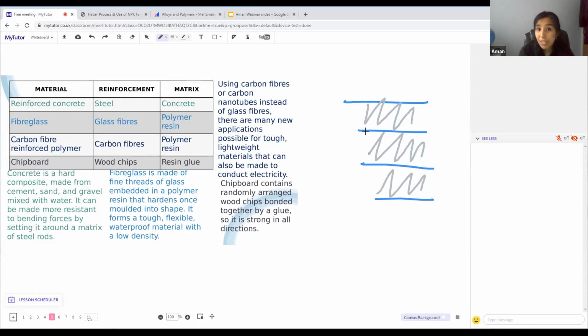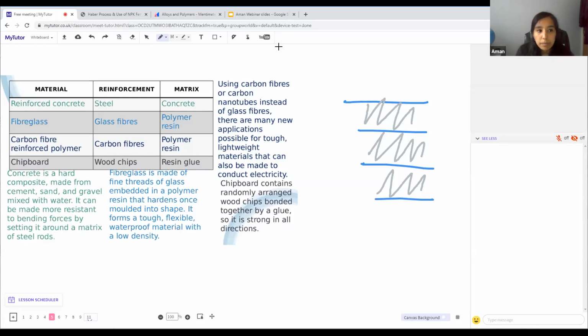So things like bridges have to be really strong. You don't want them to bend. You want them to be able to withstand high pressures and lots of weight as well. So adding the steel is like the reinforcement, the tough material, and then the concrete in between is hard, and that binds it all together. So you can't just have a bridge made of steel. You also need the binding material, which is the concrete. Any question on that? Because that's the most common kind of composite that you may have heard of, so reinforced concrete.